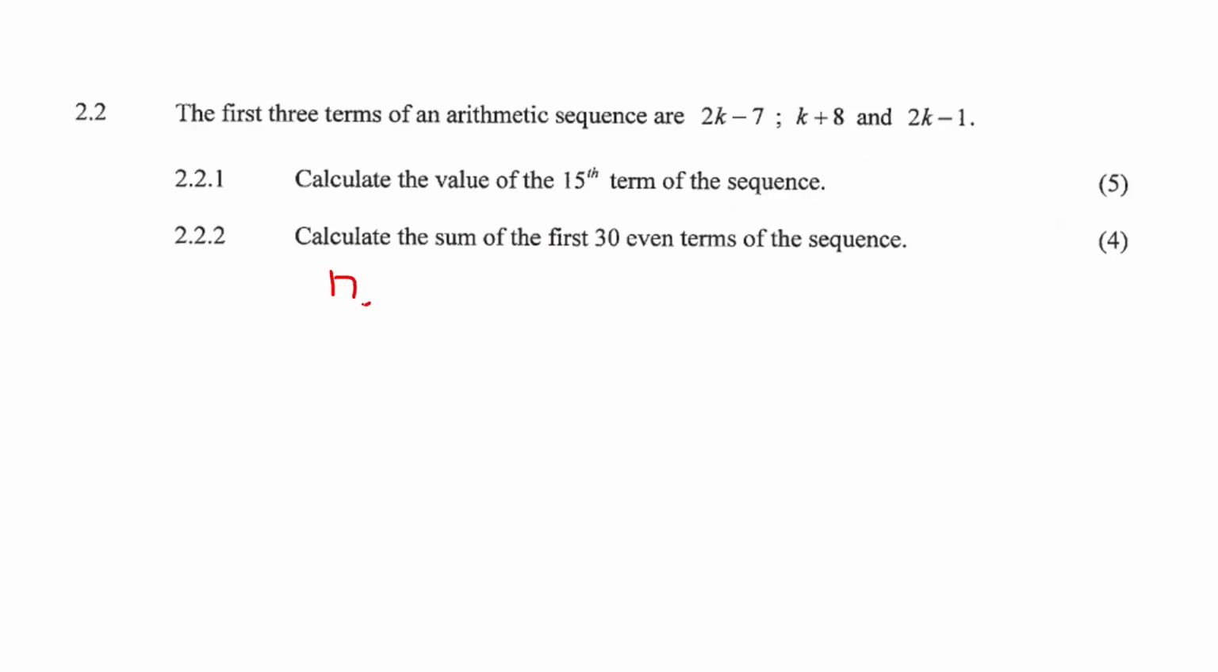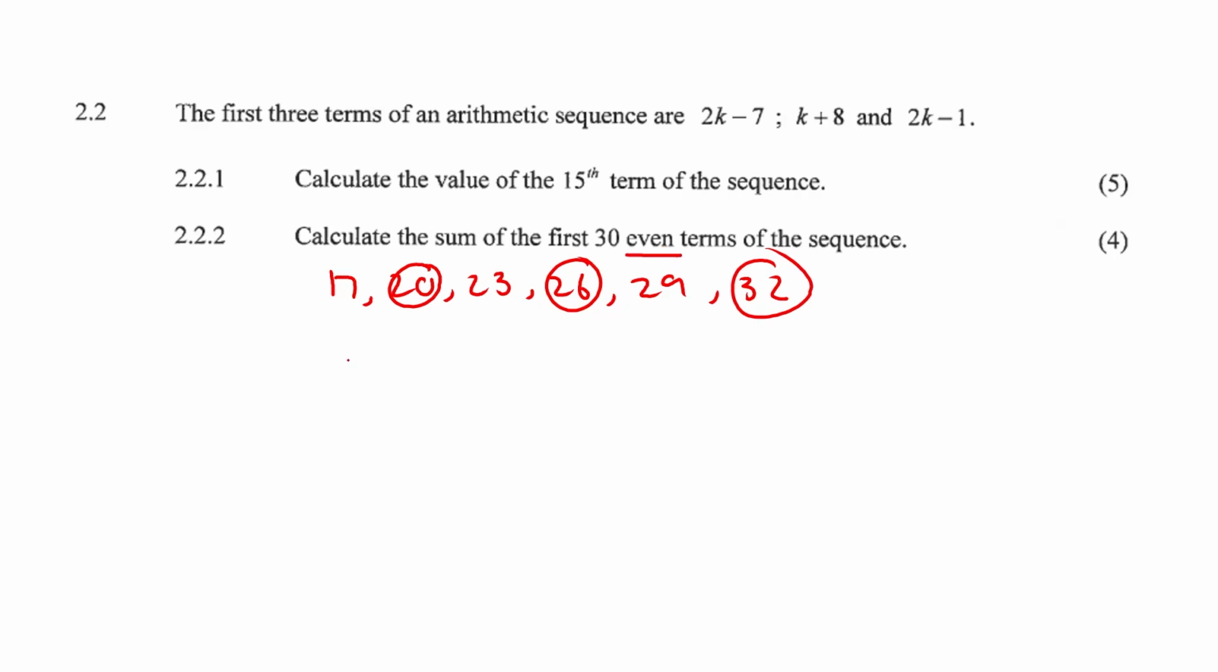So the sequence went 17, 20, 23, and onwards, right? But I'm just going to write it. So 26, 29, 32, and so on. We're going to look at 20, 26, and 32. Why? We want the first 30 even terms of the sequence.